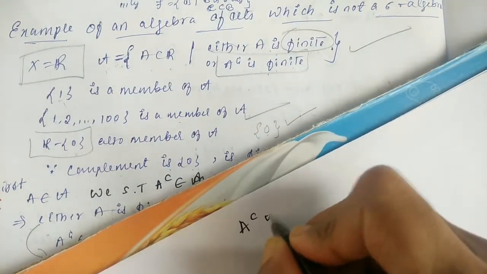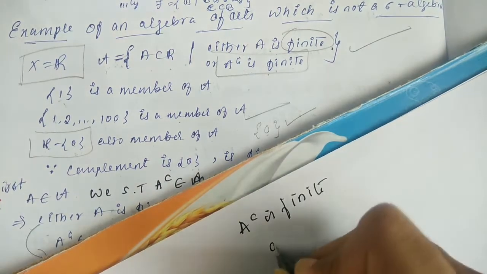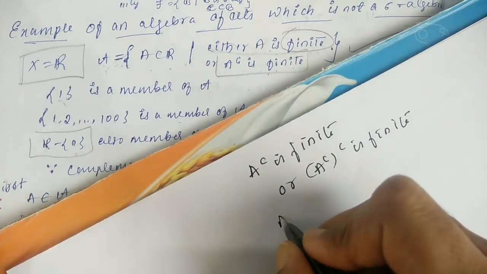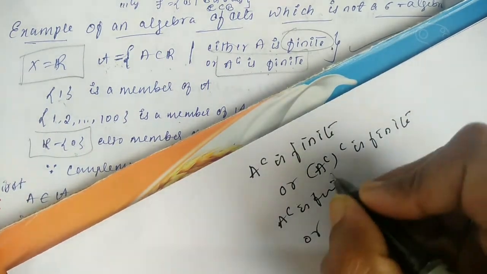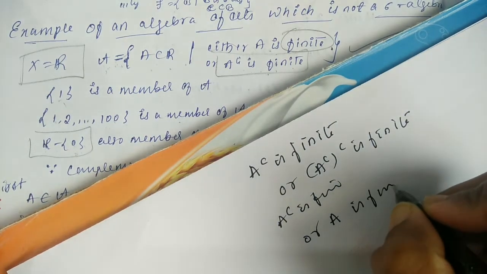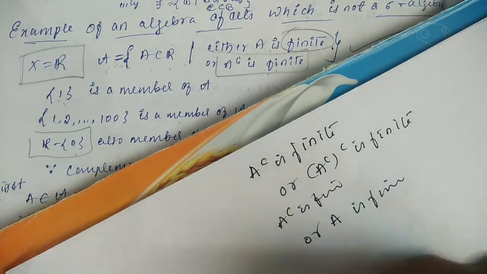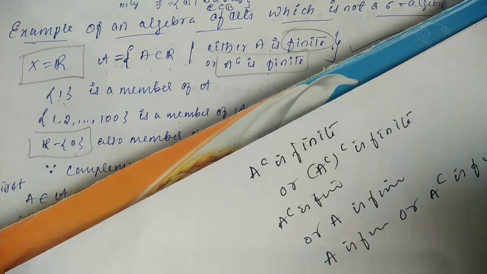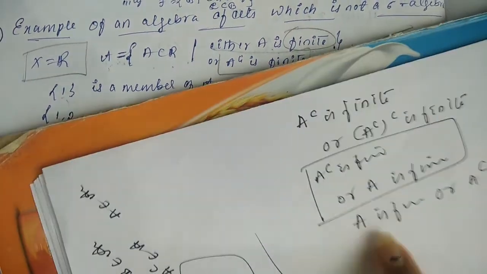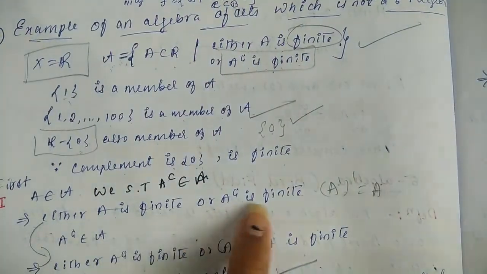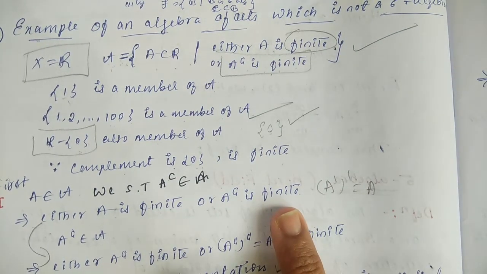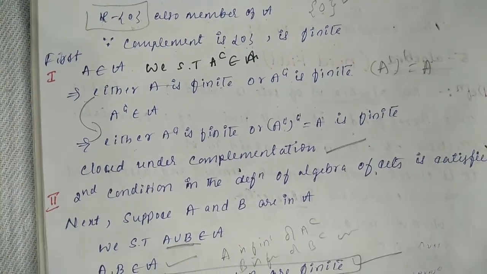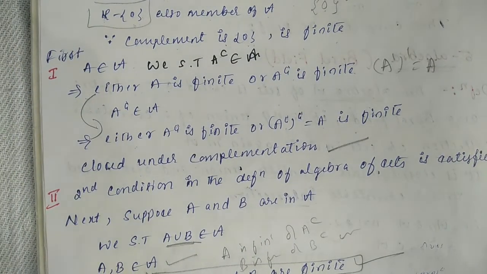Either A complement is finite or A complement whole complement is finite. So what is that? A complement is finite, that's okay. Or what is A complement whole complement? A is finite. A complement is finite or A is finite is nothing but A is finite or just reverse, A complement is finite. So here we have this. Here either A is finite or A complement is finite is nothing but either A complement is finite or A complement whole complement A, which is clearly finite. Therefore it is closed under complementation. Is it clear? So next, the second condition.